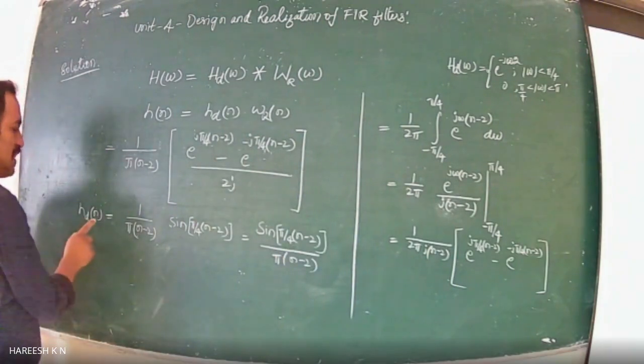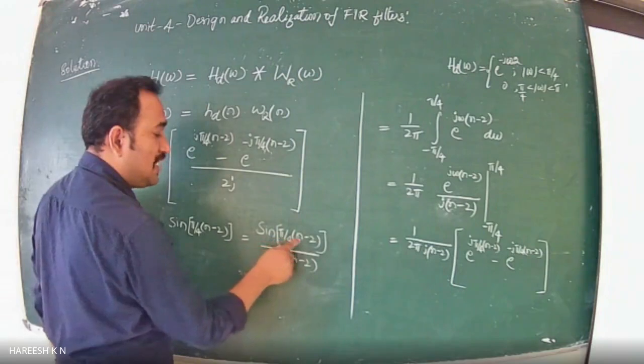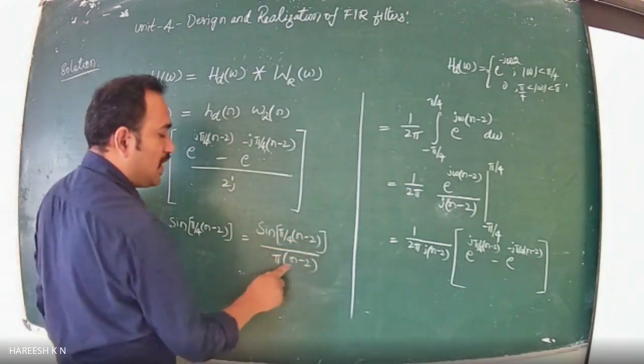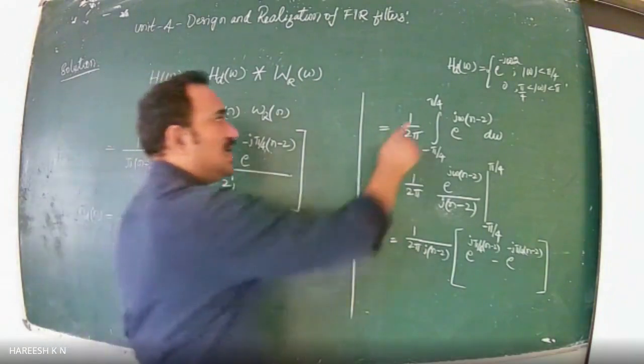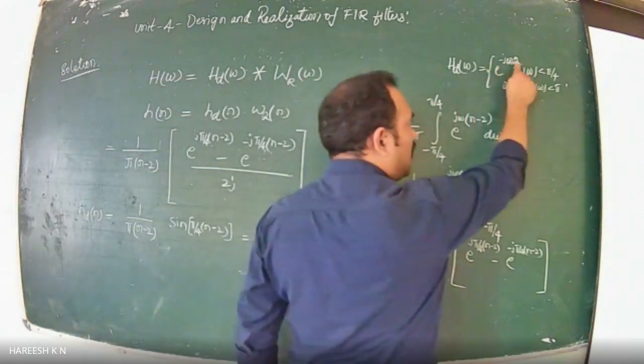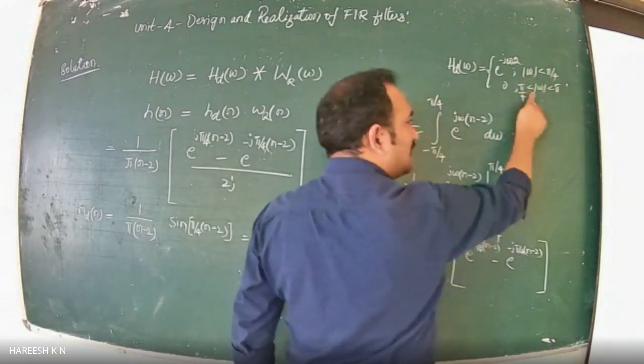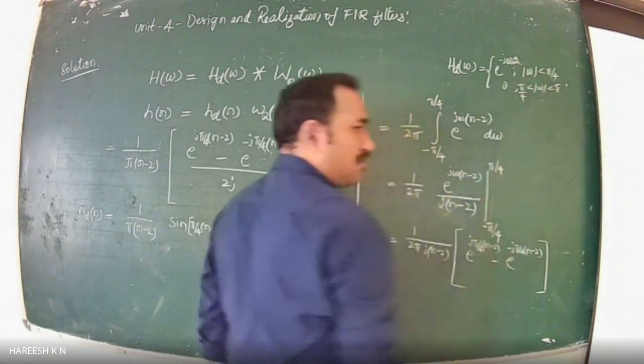Therefore, hd of n is equal to sine pi by 4 into n minus 2, that is sine omega c into n minus alpha divided by pi into n minus alpha, if hd of omega is in the form of e to the power of minus j omega alpha for omega less than omega c, and 0 for omega c less than omega less than pi, right?